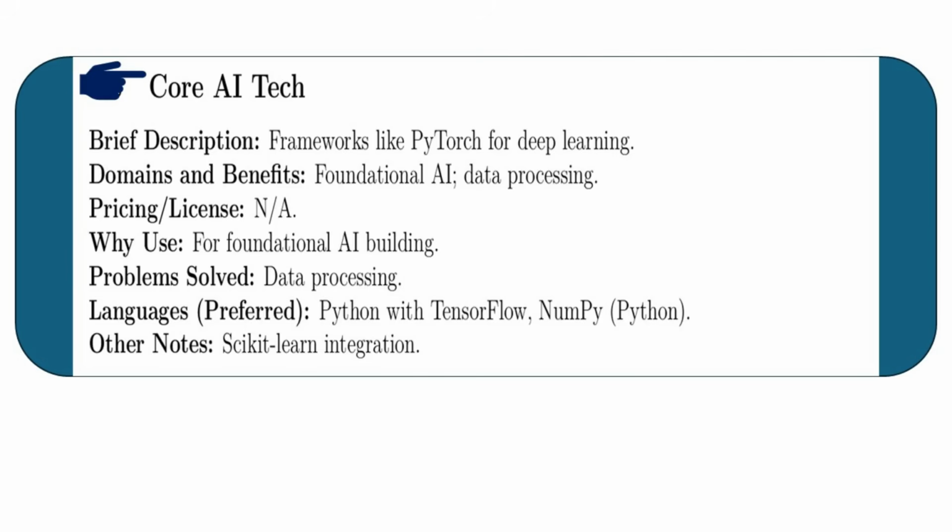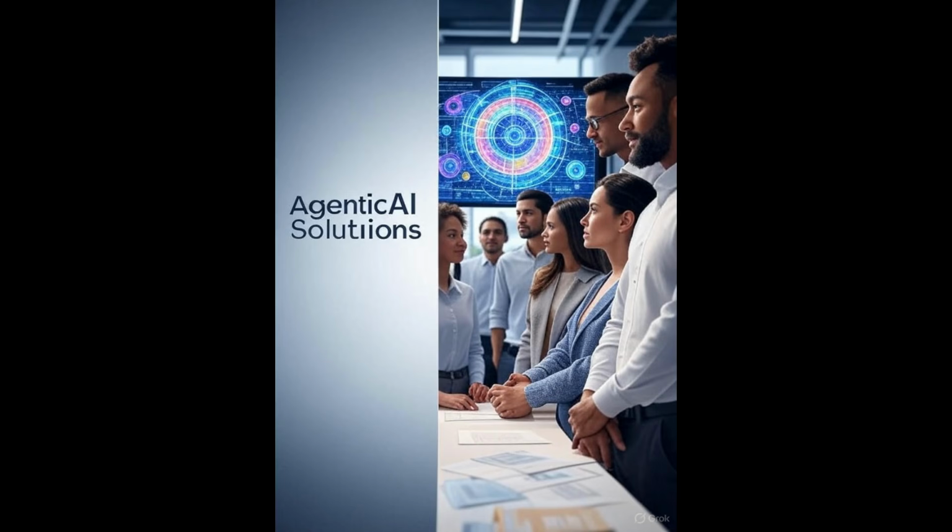Finally, core AI tech: frameworks like PyTorch for deep learning. Foundational AI, the domain area, benefits with data processing. Generally, this is used for foundational AI building and resolves data processing. Python with TensorFlow and NumPy are the preferred libraries in Python to be used for core AI tech, and it has scikit-learn integration. With this, we come to the end of the video.